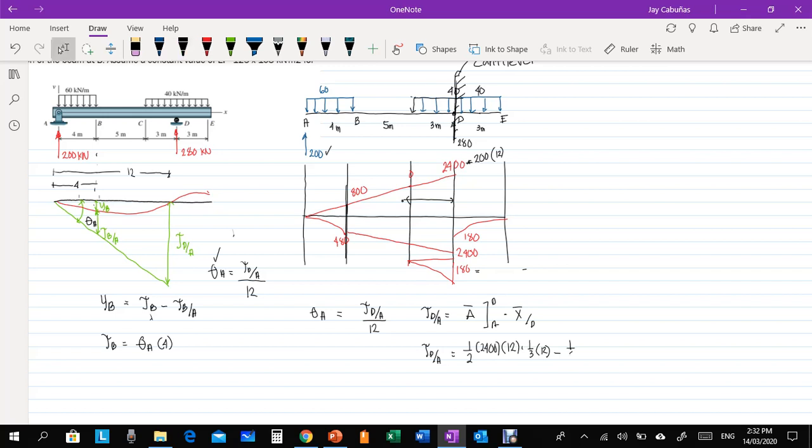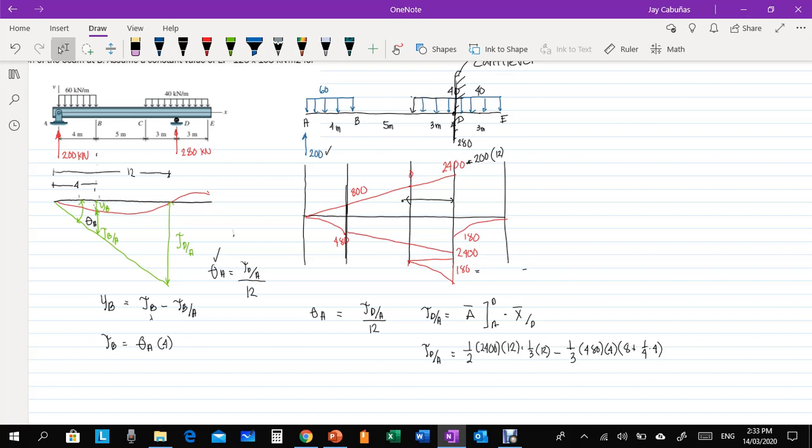Minus 1/3 times, it is parabolic, this area, that is 480 times 4, times the centroid, that is 8 plus 1/4 of 4, 8 plus 1/4 of 4.